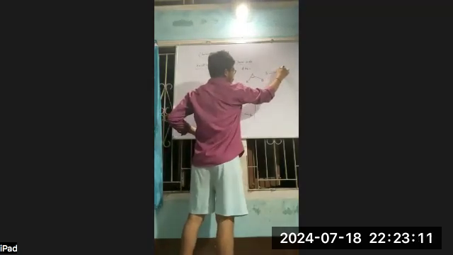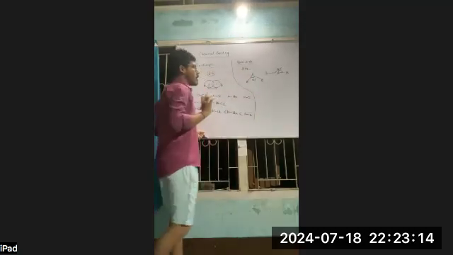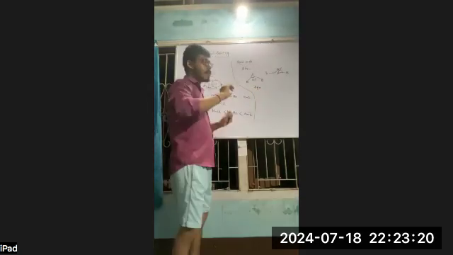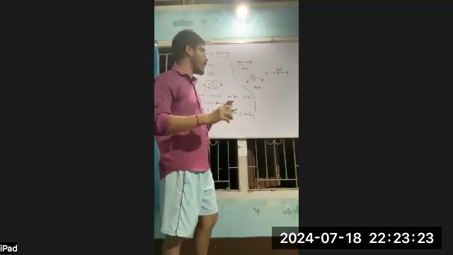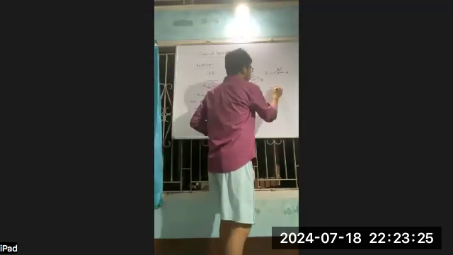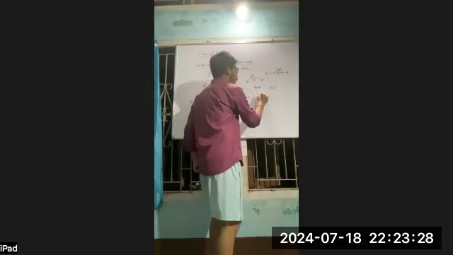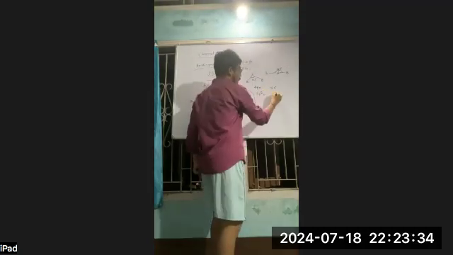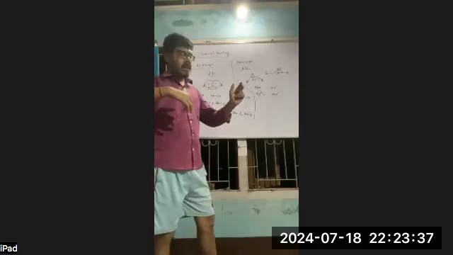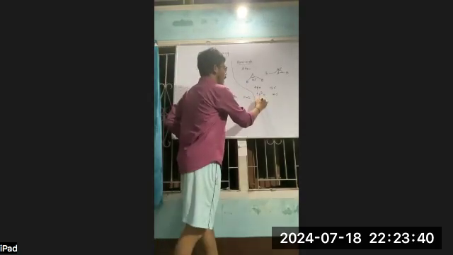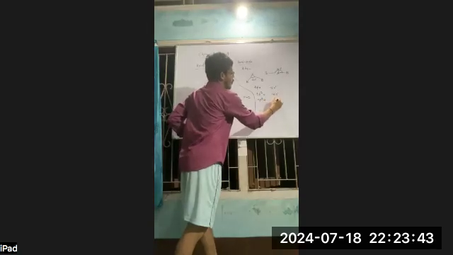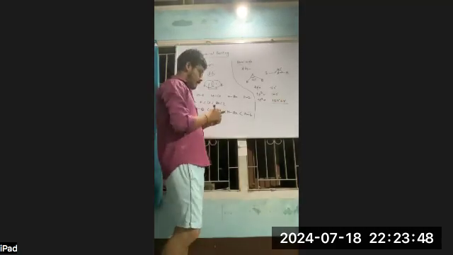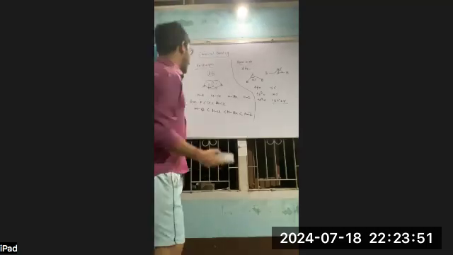Let us consider sp hybridization: the bond angle between two bonds is 180 degrees. For an sp2 hybridized molecule, the bond angle between two bonds is 120 degrees. For an sp3 hybridized atom, the bond angle between two bonds is 109 degrees 28 minutes. Okay. Let us consider another example.